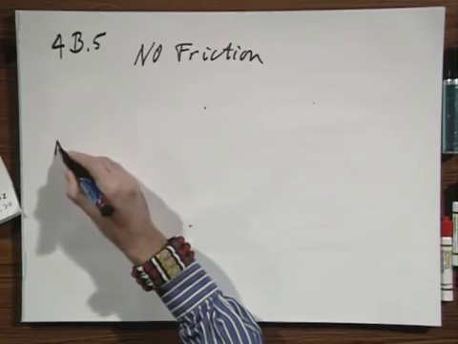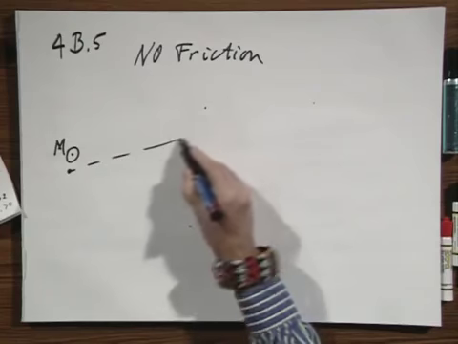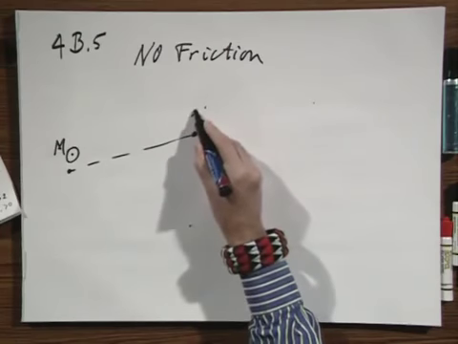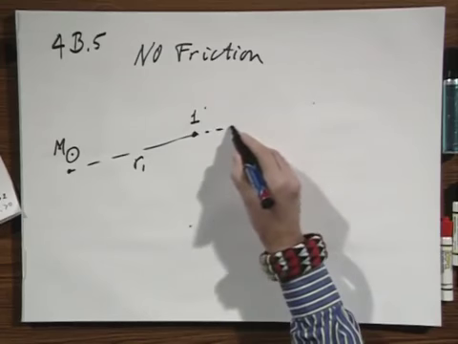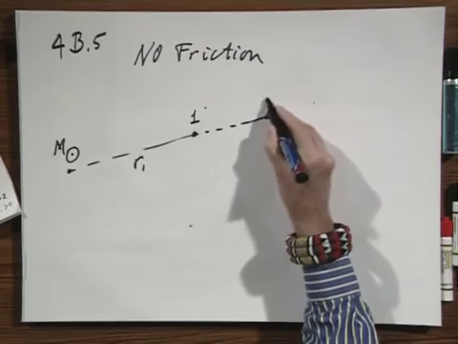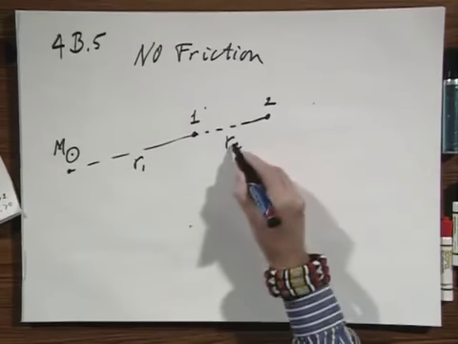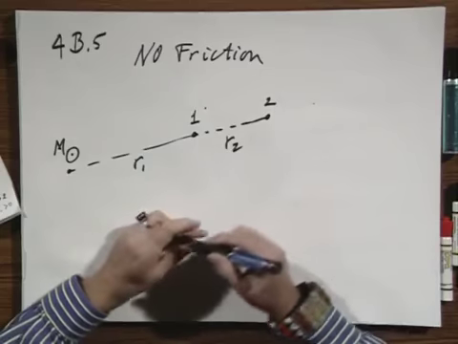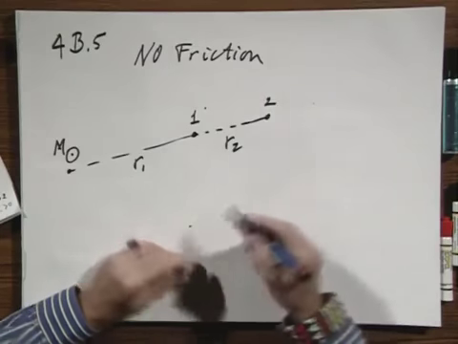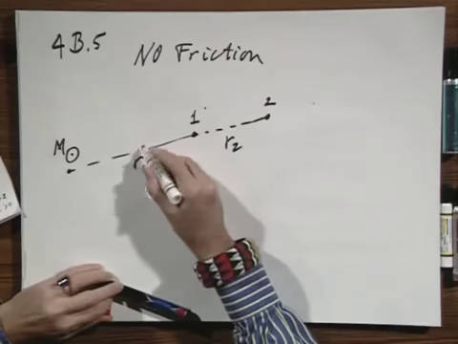Here is the sun. It has a mass m sun. This symbol stands for the sun. Here's an object of mass little m at position 1 at separation r1 from the sun. And here is that same mass at position 2 at separation r2 from the sun. And I now want to evaluate the gravitational forces pulling from the sun.